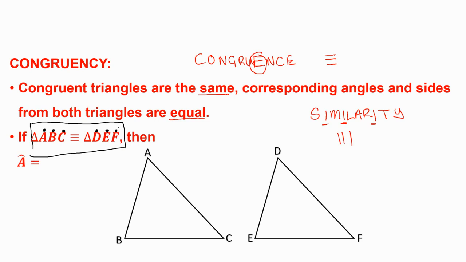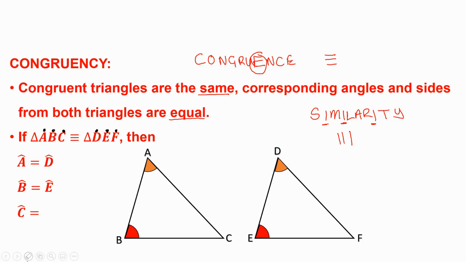So it means angle A is equal to angle D. And then, what about the next one? What about angle B? What can you say about angle B? Angle B is equal to what? Angle B is equal to angle E. This one, B goes with E. Okay, let's go to the next one.